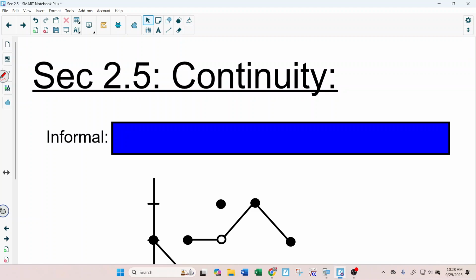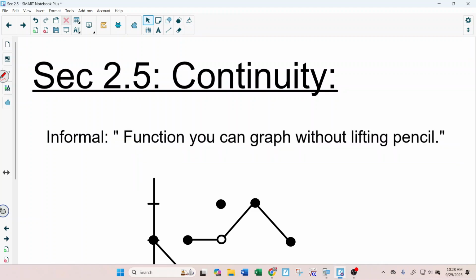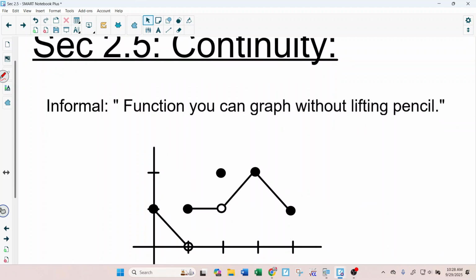So what I'm going to say with the informal, this is not the definition you want, right? This is not what you want to put on the quiz. I probably would take off more points than it's worth just out of spite if you would write this down. But this gives you the best idea of what we're talking about. So what is continuity? Basically, a function's continuous if you can graph it without lifting your pencil.